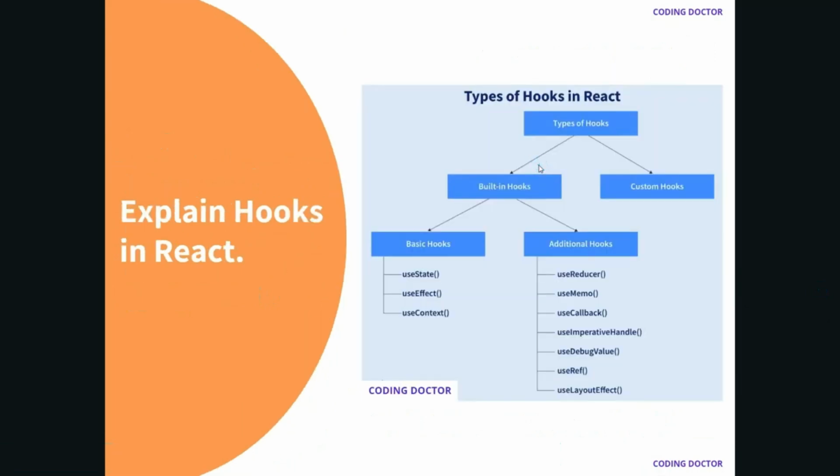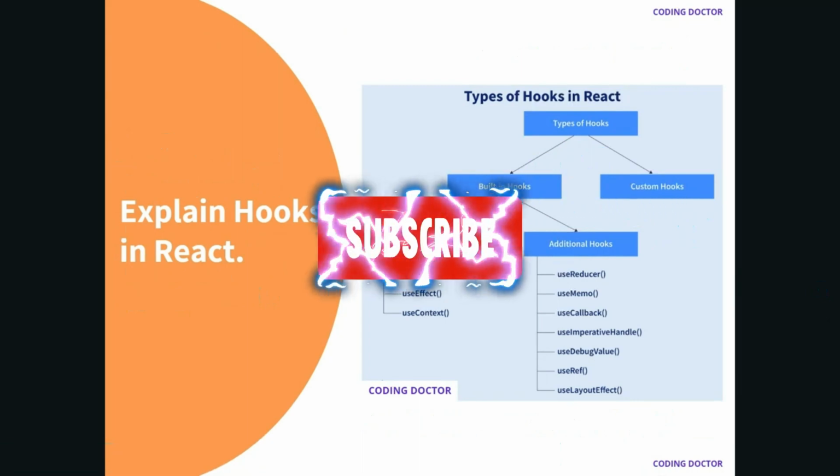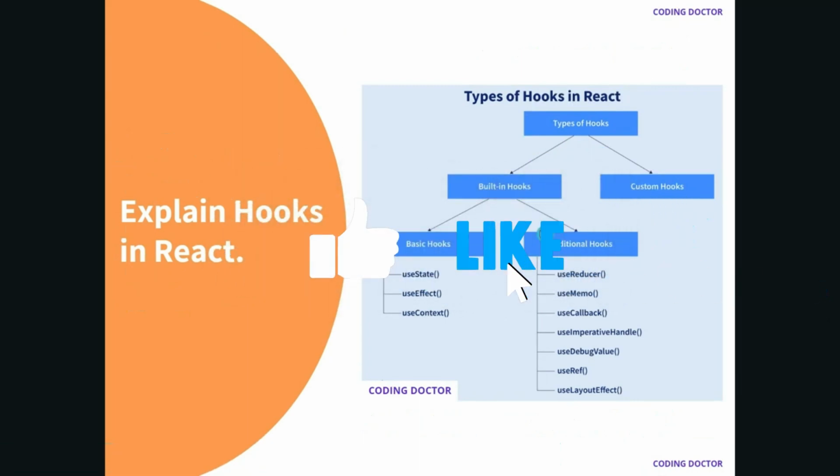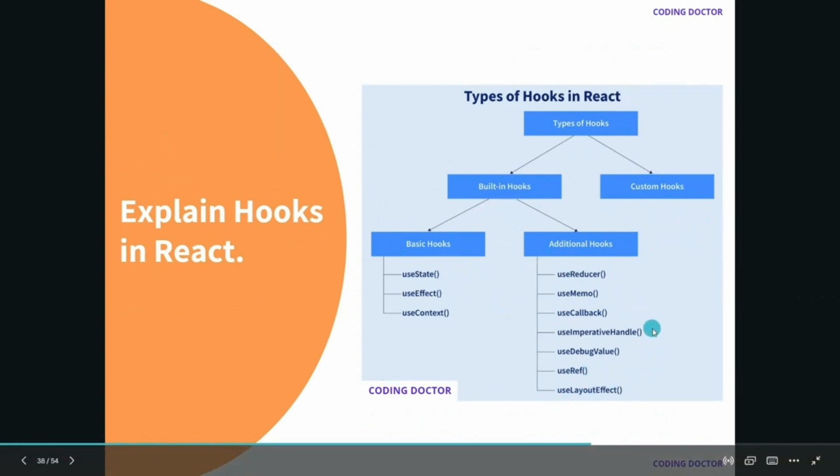Next question is explain hooks in React. We have two types of hooks in React. One is built-in hooks and custom hooks. Custom hooks are created by the developers as per their requirement. Whereas built-in hooks are further segregated into categories. One is basic hook and one is the additional hooks. We have use state, use effect, use context, use reducer, use memo, use callback, etc.